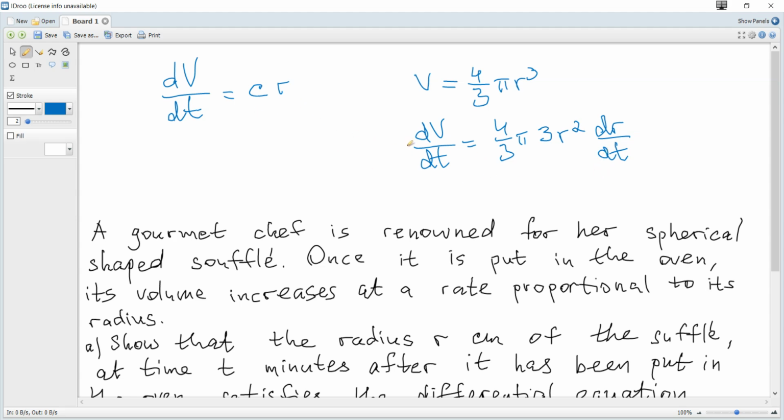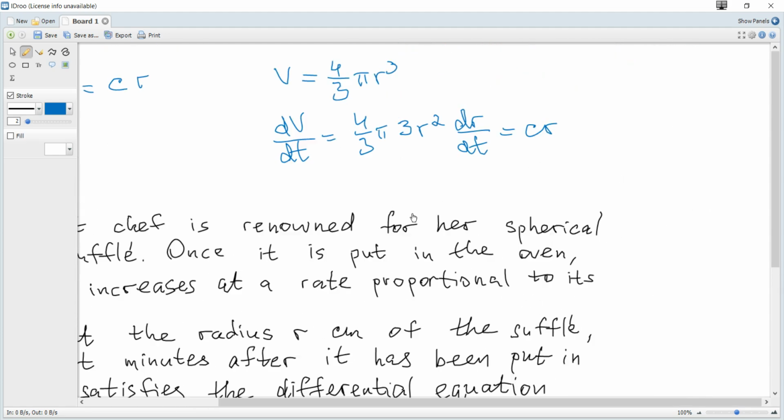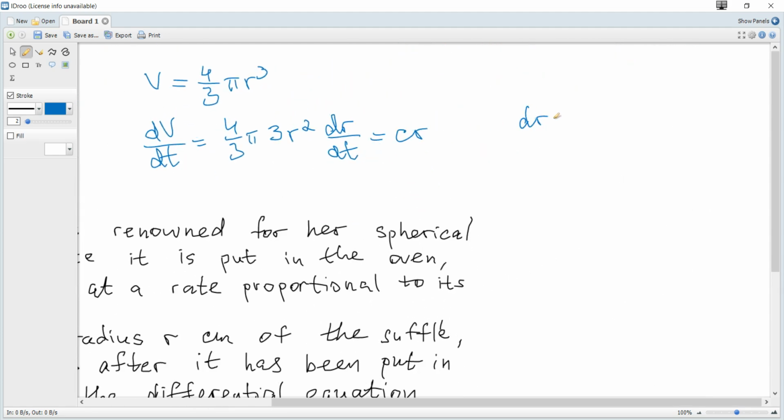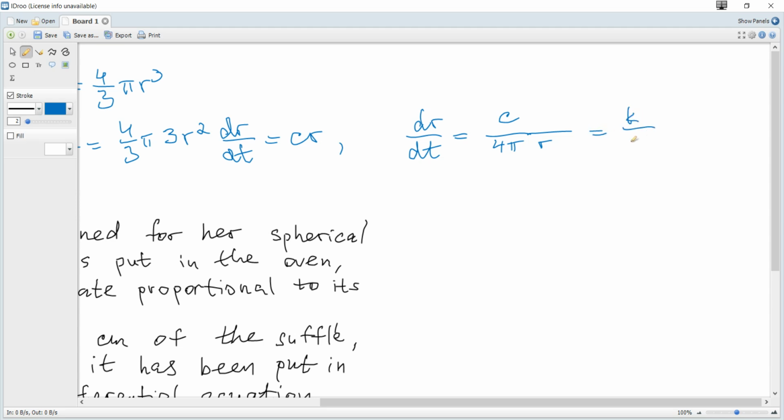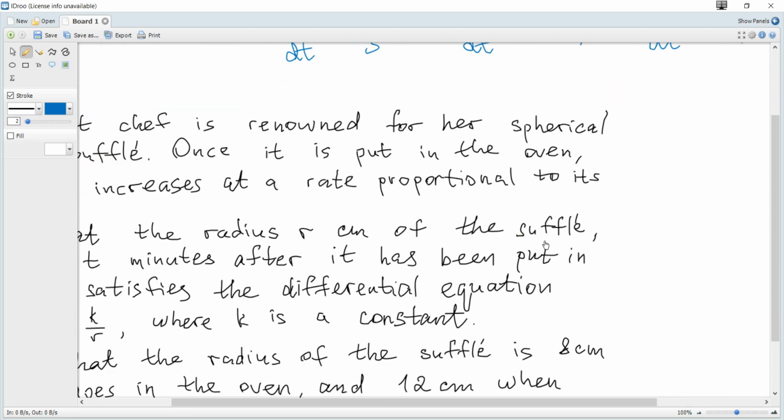And we can equate it to cr, and to get dr/dt, it is some constant. 3 cancels, but it doesn't matter. It becomes in general c divided by 4 pi, which is another constant actually, and r divided by r squared, it's r in the denominator, and c over 4 pi is another constant. Let it be k over r. So we get dr/dt is k over r, as required.